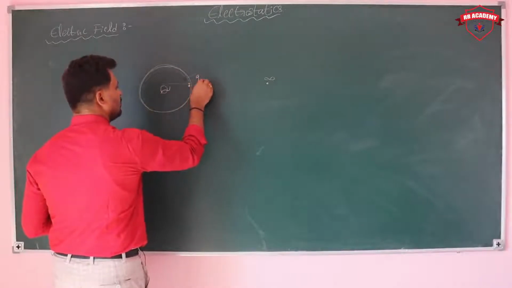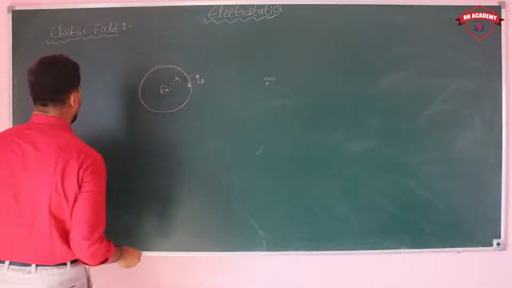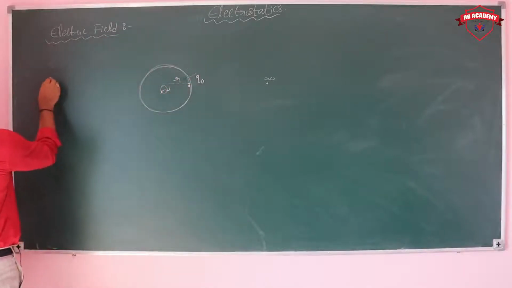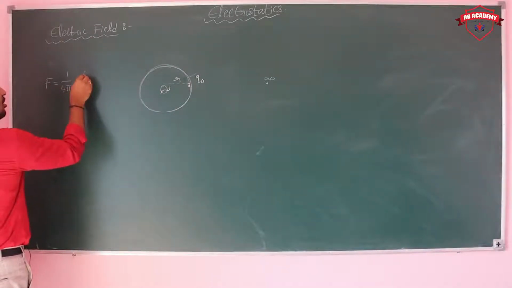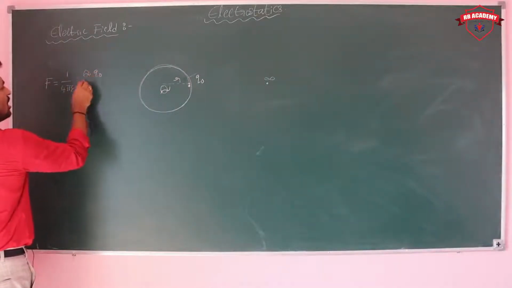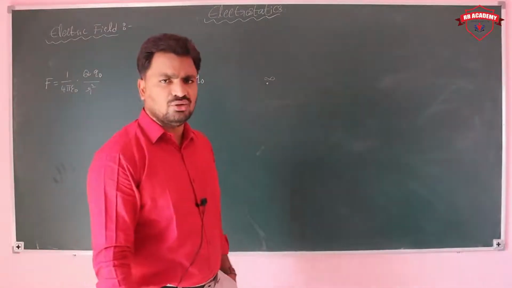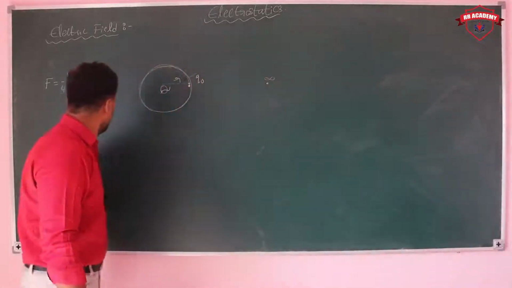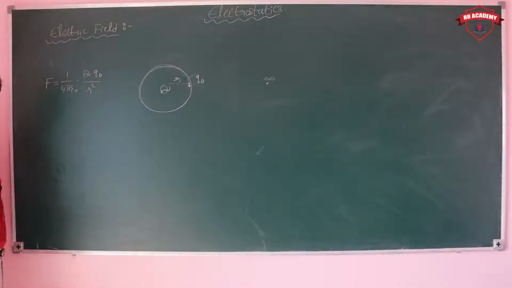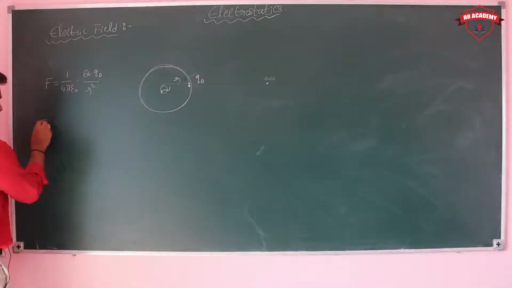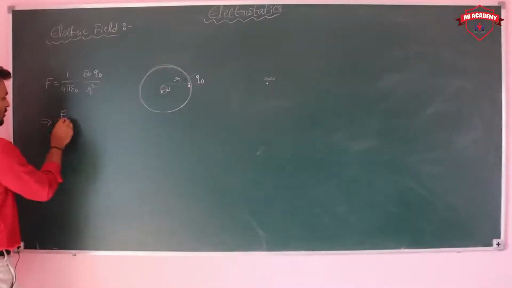When the particle comes closer, only then is there some force existing between them. For example, here Q naught is the charge we are considering, and the distance is R. Then the force between the two charges we can write as 1 by 4 pi epsilon naught Q into Q naught upon R square. Here this is the electrostatic force between them.